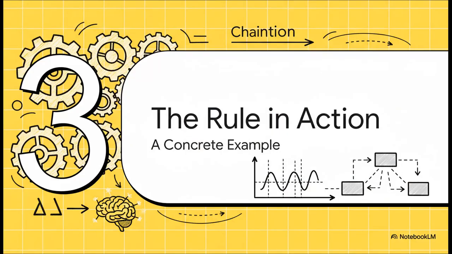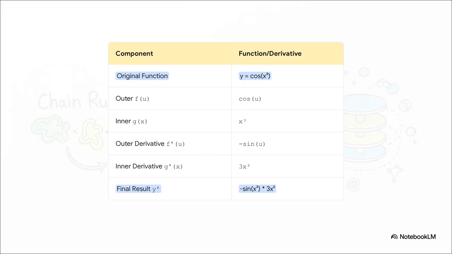Theory is one thing, but let's make this real. Seeing the rule in action is where it's all going to click into place. Okay, let's walk through this one together. We've got y equals cosine of x cubed. So, following our steps, what's the outer function? Well, that's the cosine part. Its derivative is negative sine. Got it. Now, what's the inner function? That's x cubed, and its derivative is 3x squared.